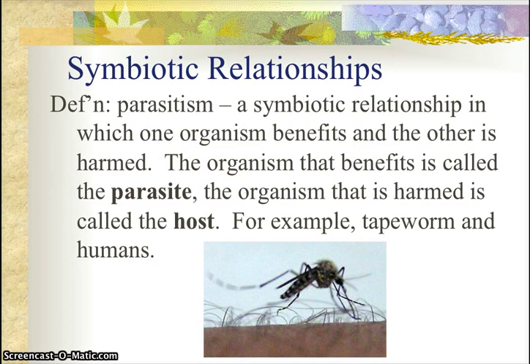The third type is parasitism. Parasitism is a symbiotic relationship in which one organism benefits and the other one is harmed. The organism that benefits is called the parasite, and the organism that is harmed is called the host. For example, tapeworm in humans or the pesky mosquito.